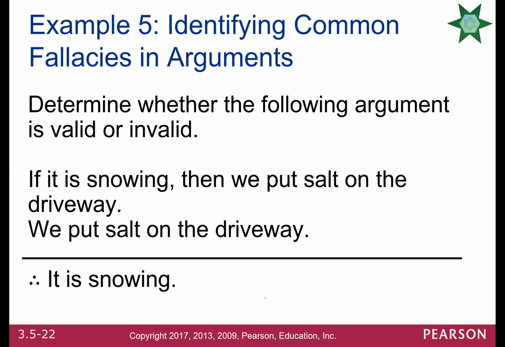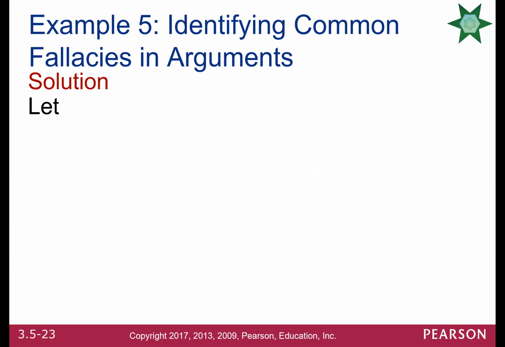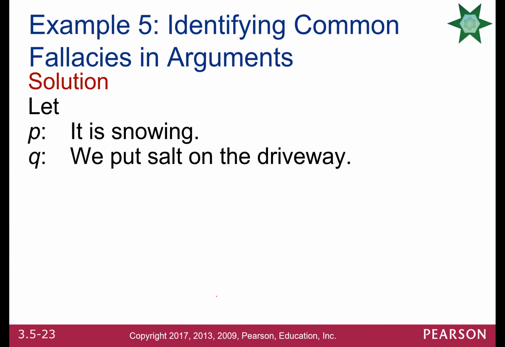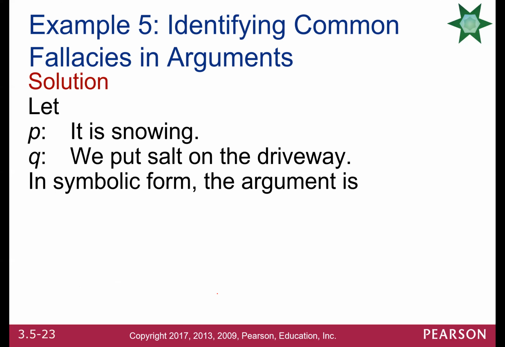So the first premise is in the form of the conditional, if P, then Q. My second statement is going to be just the statement Q, we put salt on the driveway. And my conclusion is going to be it's snowing, which is P. So we're going to let P be it is snowing. We're going to let Q be we put salt on the driveway. So our argument is if P, then Q. Q is our second premise. So our conclusion is P.